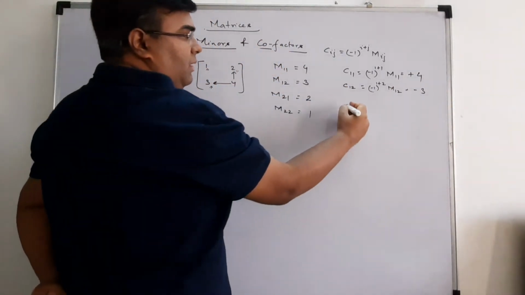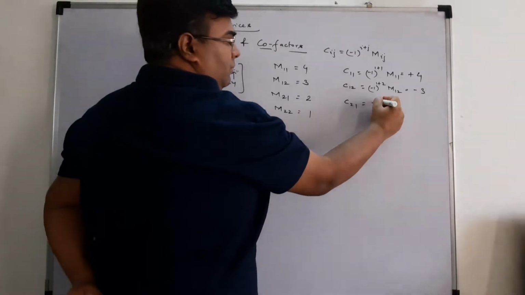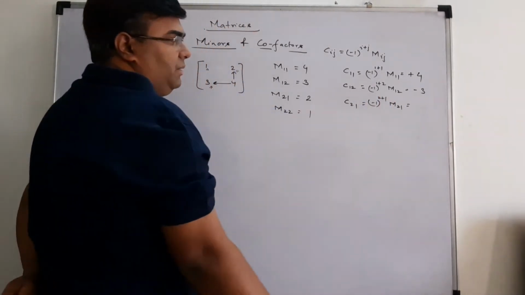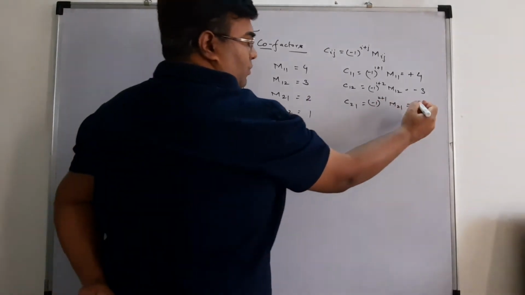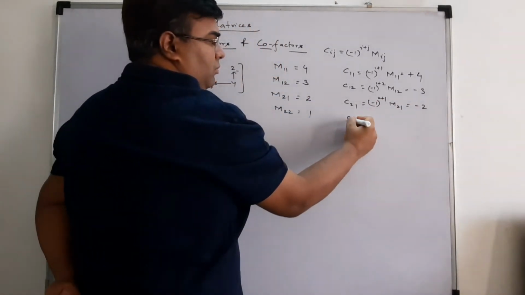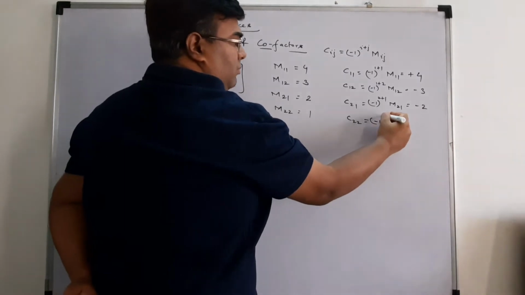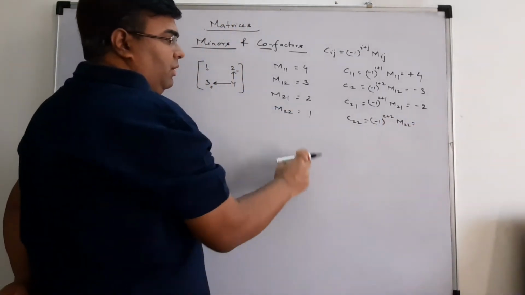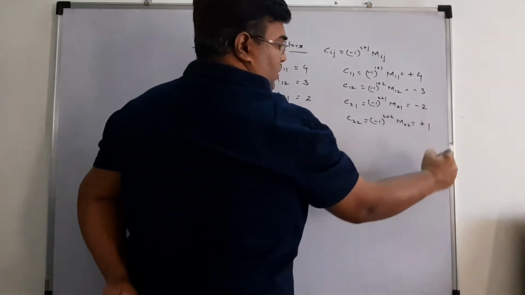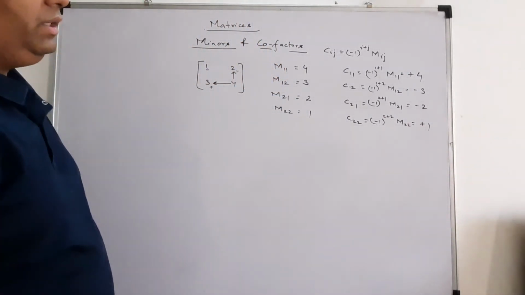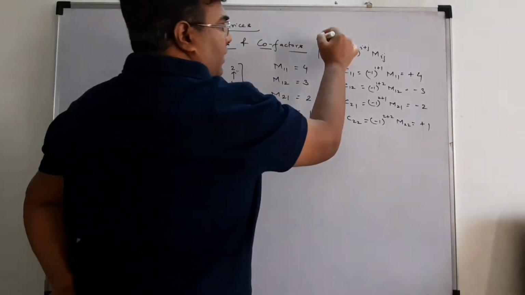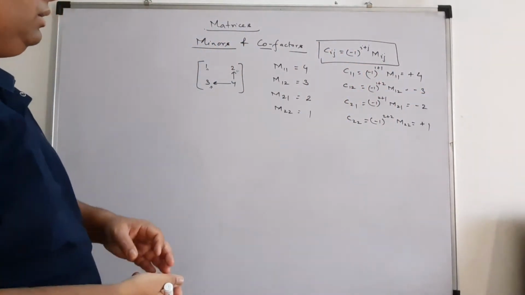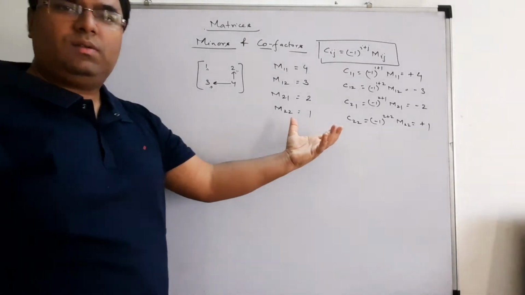So C12 is minus 3. C21, 2 plus 1, it will be minus 2. C22, M22 will give you plus 1. So remember this formula for cofactor. We will use it in 3 by 3 also. Clear about minors and cofactors of 2 by 2?